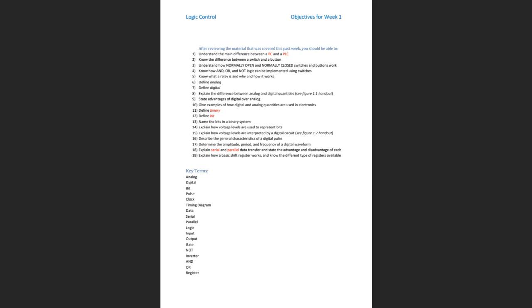This is the objectives for week one. And the only thing I think I probably didn't talk about is, it's not even on here. Oh, okay, gates. You don't really have to worry too much about this. I'll mention that in the next class. But look at this for next class. If you have questions, ask me about it, and I'll answer it. If not, we're going to move on.